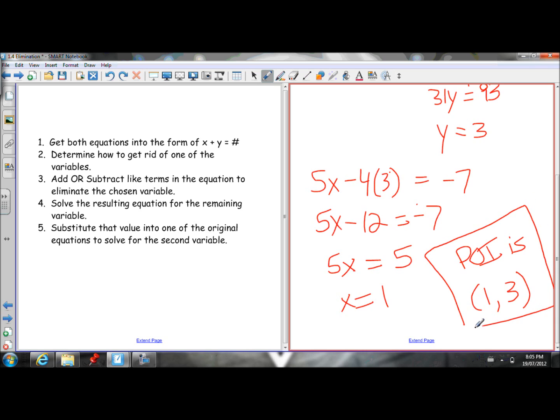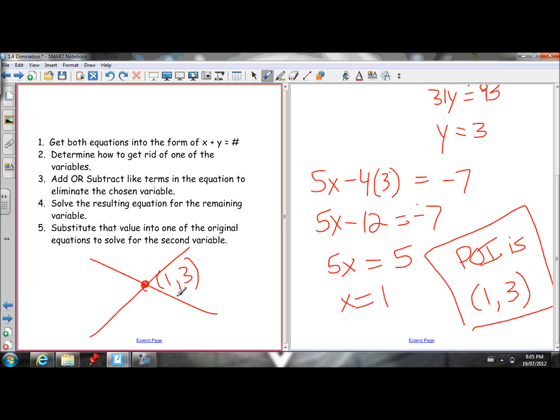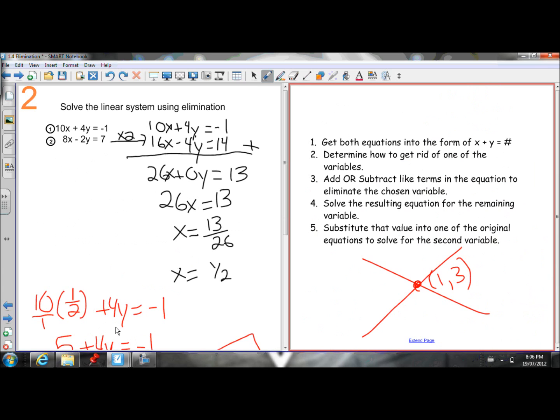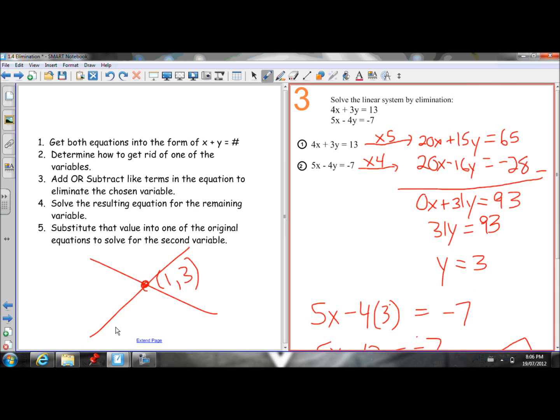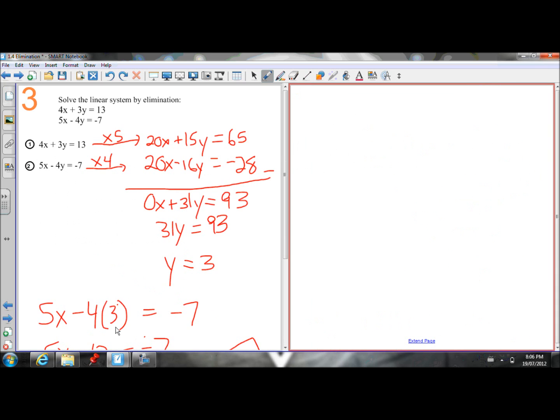Okay? Good. So these two lines, say they look like this. Where they intersect is at 1, 3. Okay, so that's it for solving using elimination.